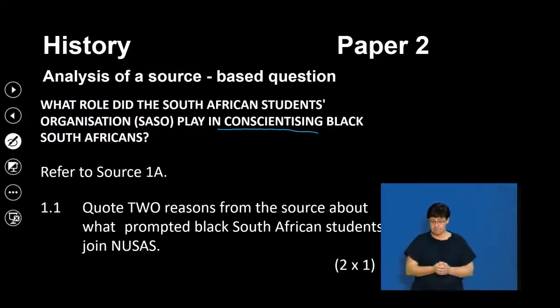The question says you need to quote 2 reasons from the source about what prompted Black South African students to join NUSAS. Now if you look at that, it's very, very important. You can see that you are not expected to give your own words. You are not expected to analyze. You're expected to extract. Quote directly from the source. 2 reasons from the source.